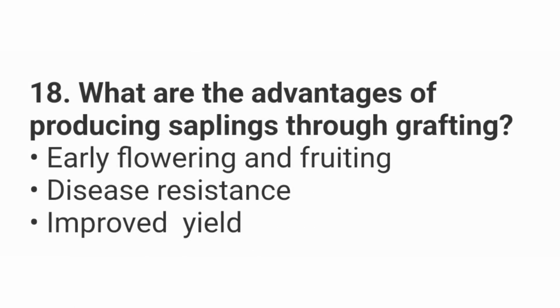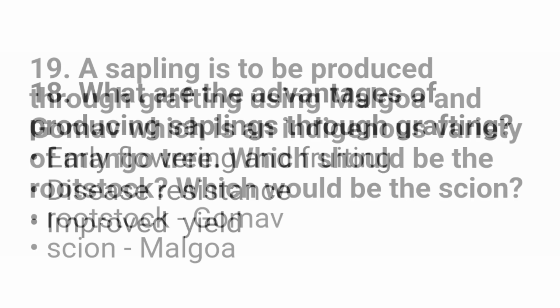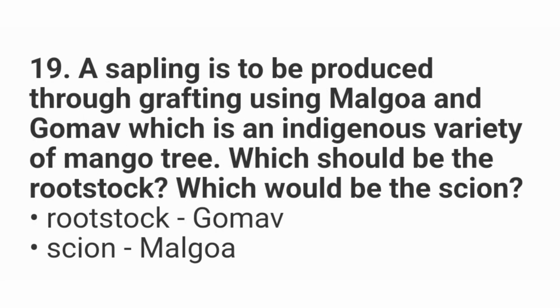Question number 18. What are the advantages of producing sapling through grafting? Answer: yearly flowering and fruiting, disease resistance, improved yield. Question number 19. A sapling is to be produced through grafting using Malgova and Goma, which is an indigenous variety of mango tree. Which should be the rootstock?